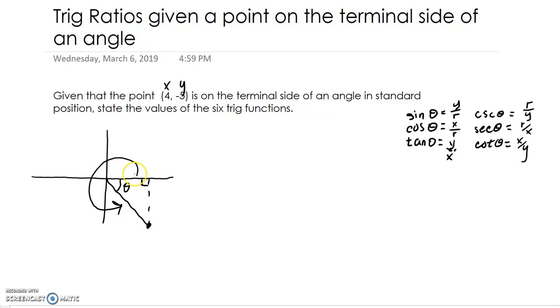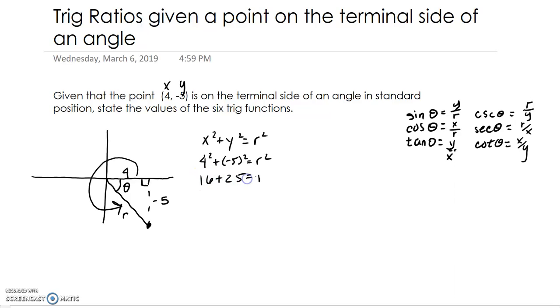So if we place some values on here, our x is 4 and our y is -5. The only thing we're missing is this radius, or the length here. So one of our first steps is to set up the Pythagorean theorem and figure out what the length of the hypotenuse is, or the length of the radius in this case. So we have 4 squared plus (-5) squared is the radius squared.